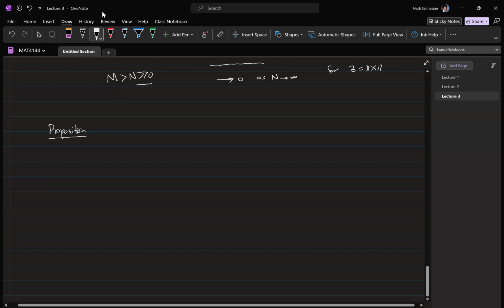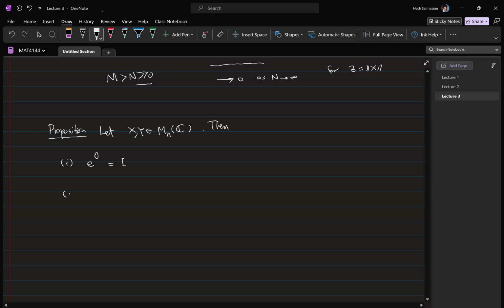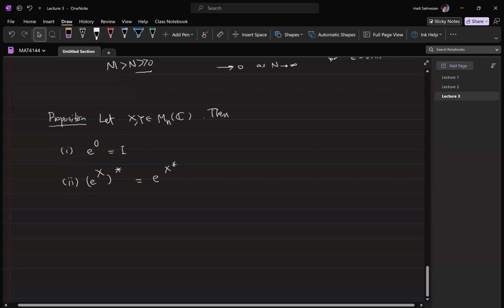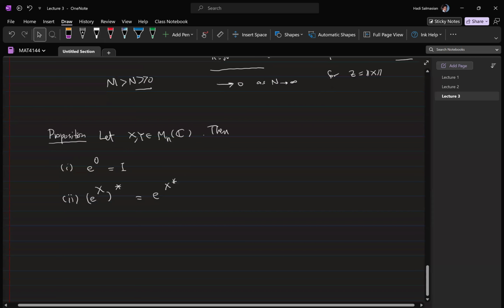So here are some properties. Let x and y be n by n matrices. First, the exponential of the 0 matrix is just 1. That's just because of the series. You can see it directly. The second is that if you take the exponential and do the star, the bar transpose, it is just the exponential of the bar transpose. So bar transpose commutes with exponential, also transpose. But that's again a consequence of looking at the series.